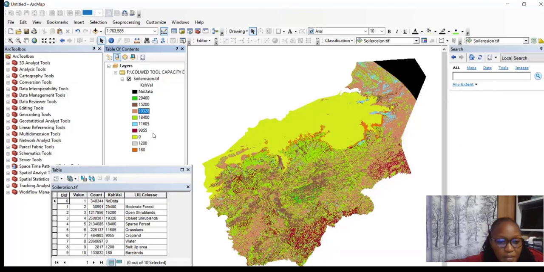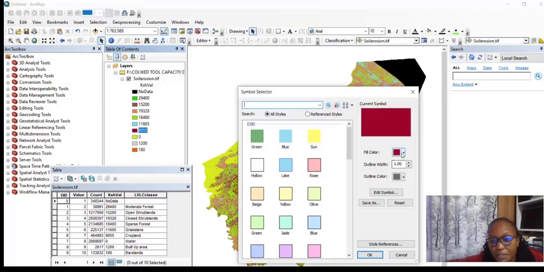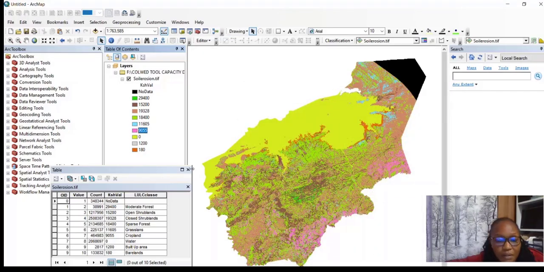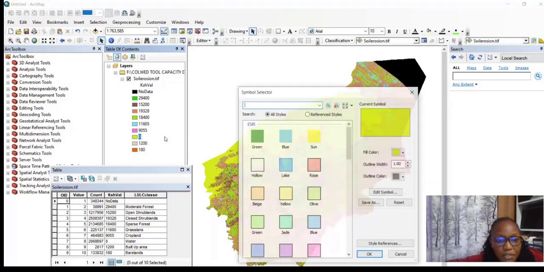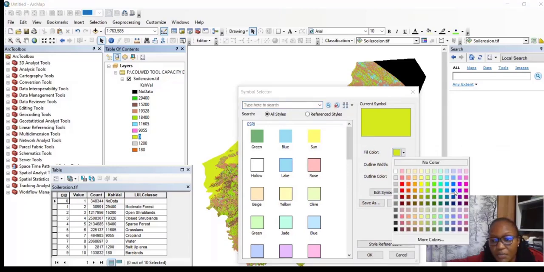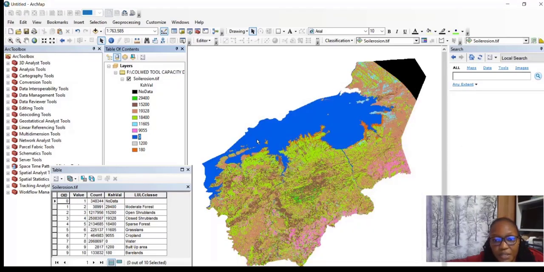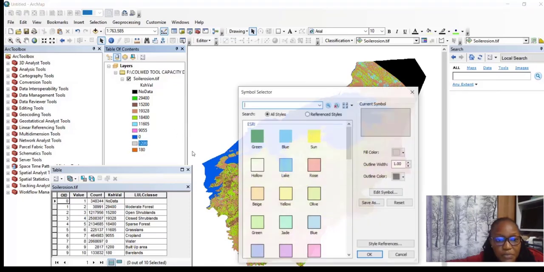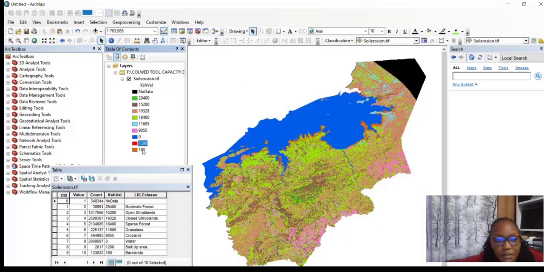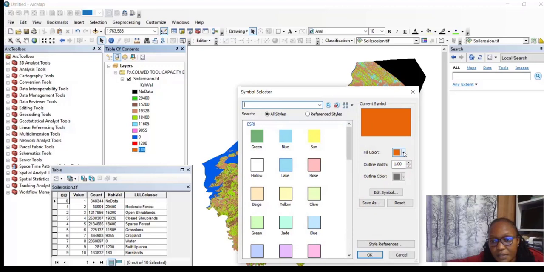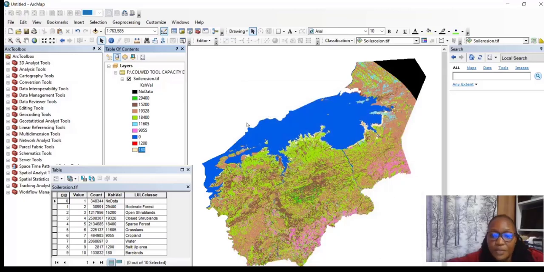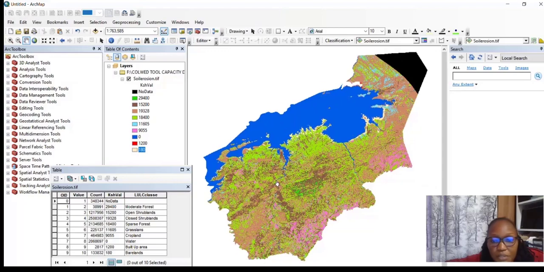Then we have cropland. Normally the FAO uses the pink color to represent cropland. We have water. We can just visualize it in the color of water. The value is zero. It does not play any role in soil erosion. Then we have the built up areas, normally visualized in red color. And then finally we have the bare lands. Bare lands, we can put them in white or a color that is close to white. So we have our soil erosion output there.